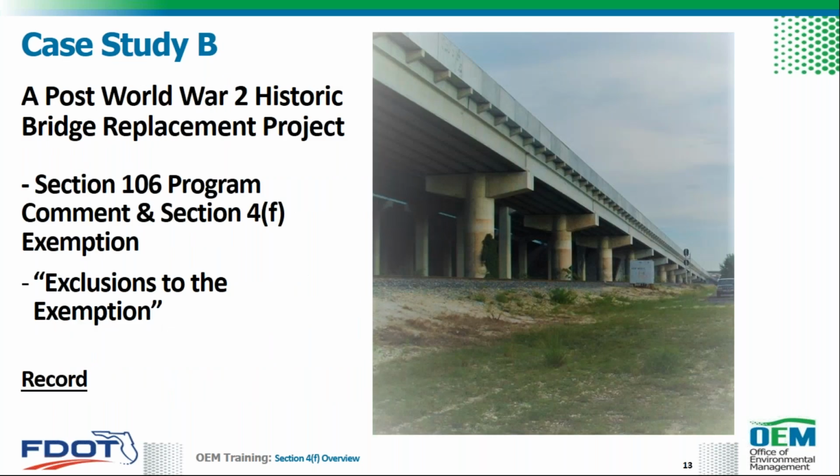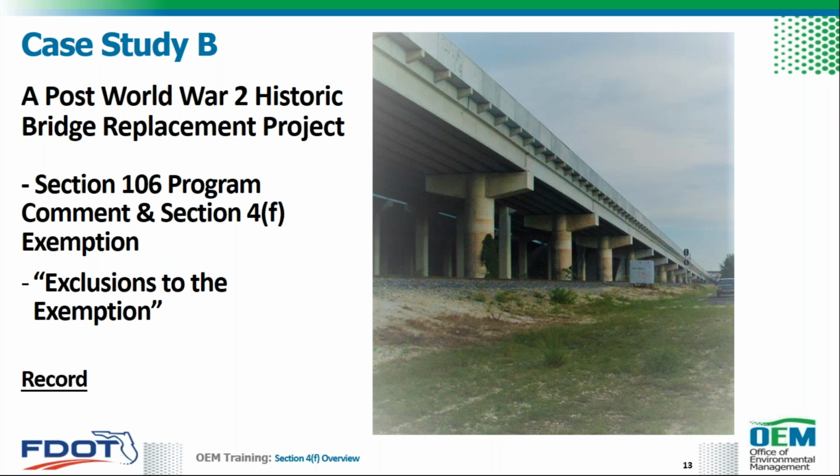So we're going to go to case study B. This one's going to be a little bit more complicated because I wanted to expose everybody to this particular concept. If we have a project that's going to require either the rehabilitation or the replacement of a post-World War II historic bridge, before we get into 4F, even before we get into Section 106, we want to see if this bridge is exempted under the program comment that was then extended into the Section 4F exemption.